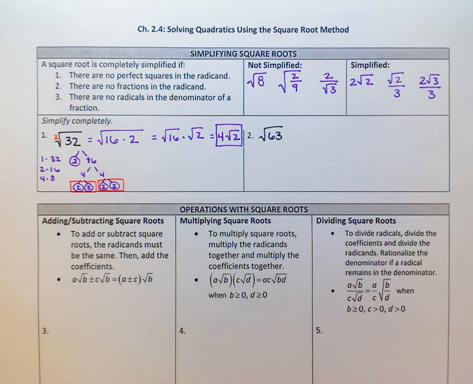So I want you to pause the video and see if you can break this down into its perfect squares, like its biggest perfect square, and simplify it. When you're ready to figure out the answer, turn the video back on.